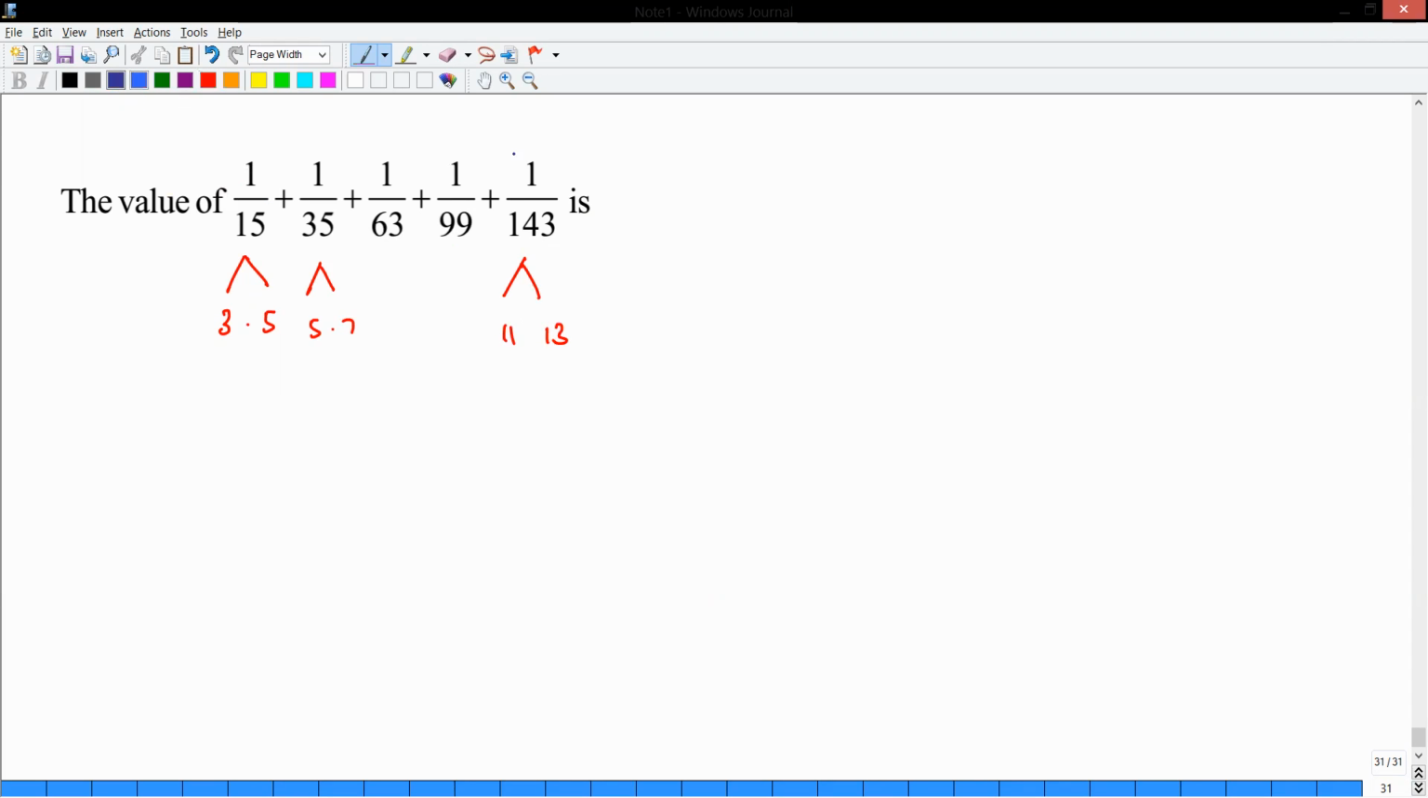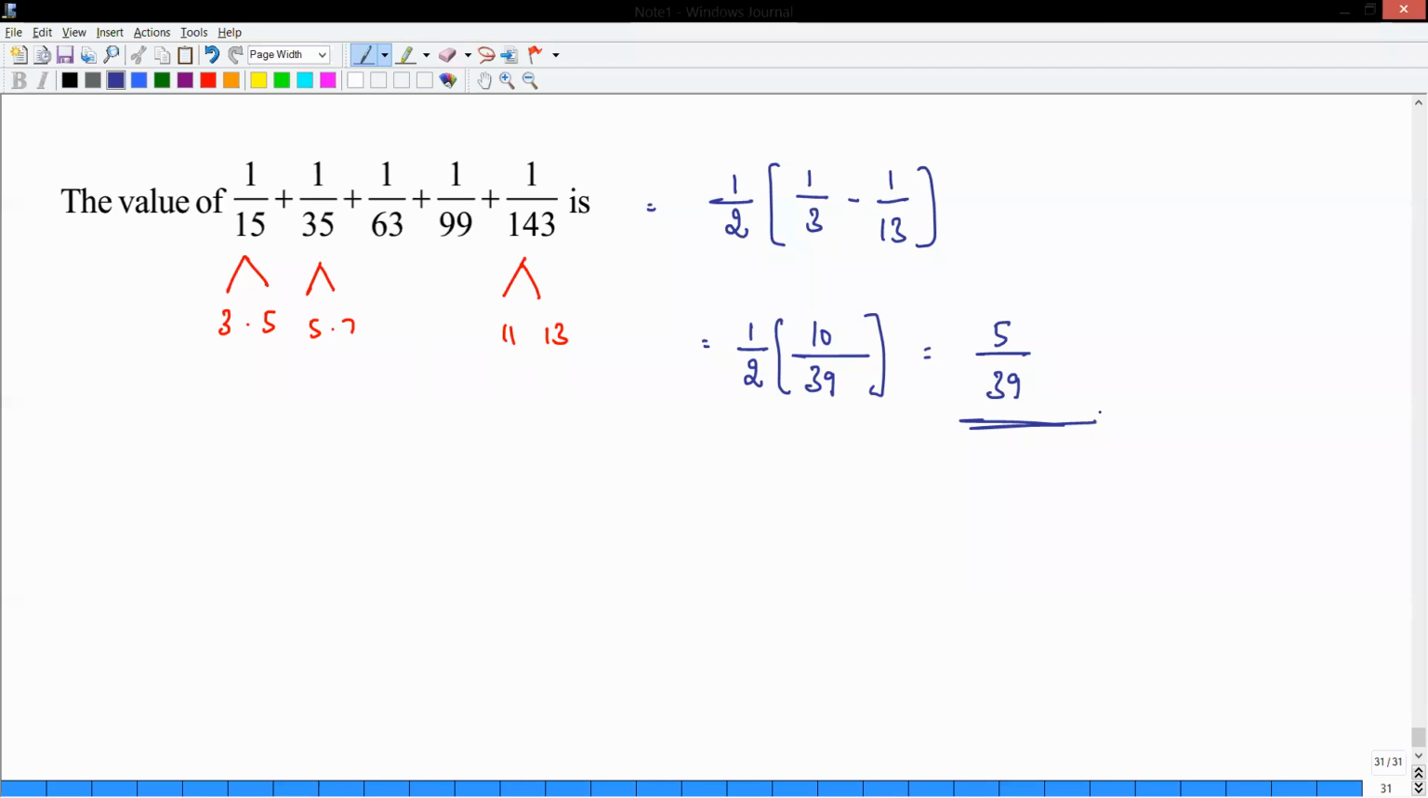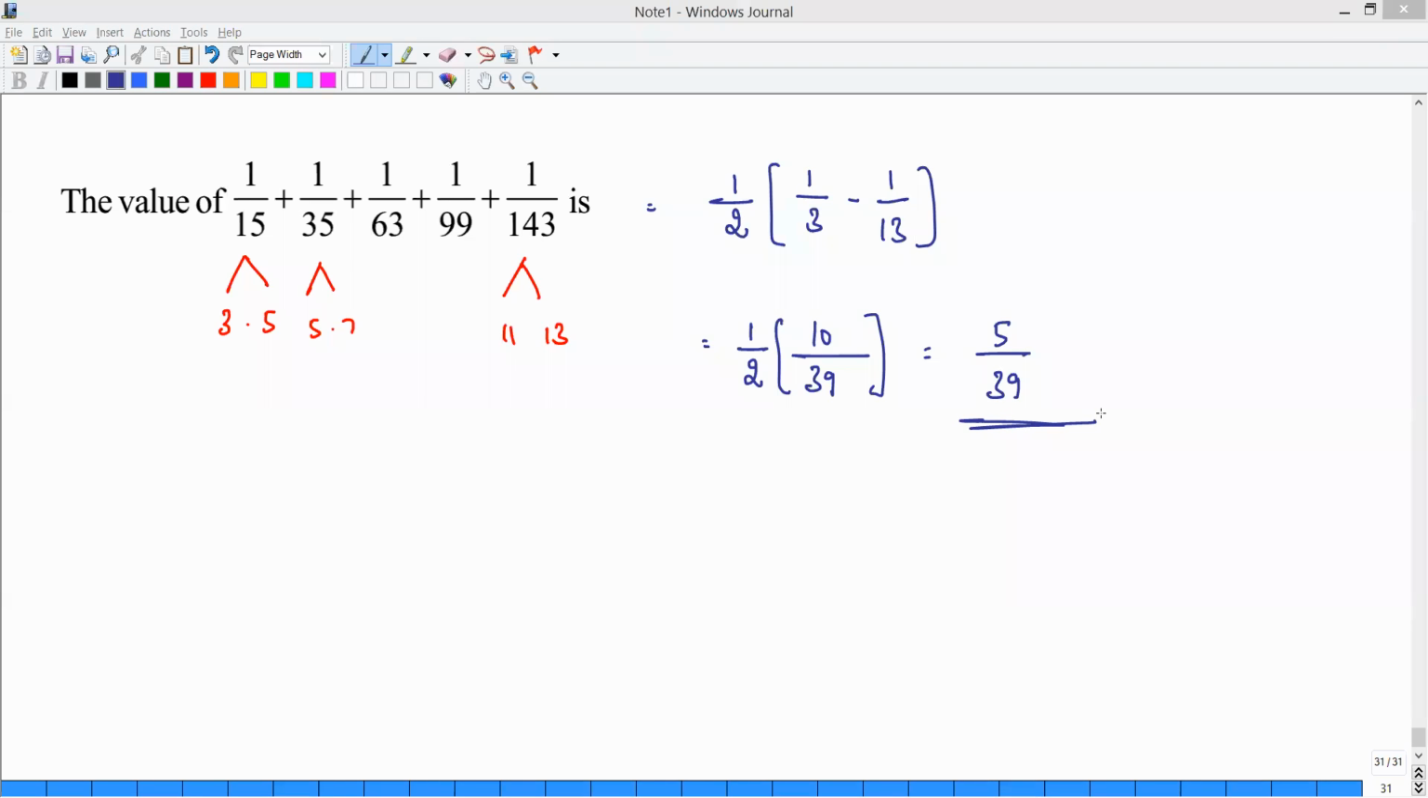Here the difference is 2. One by 2, LCM 39. 13 minus 3 is 10. Let's say 5 by 39.